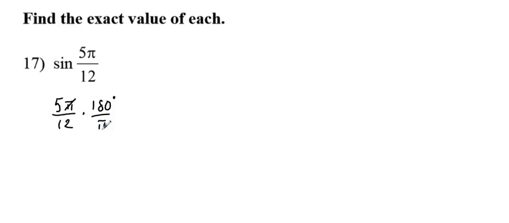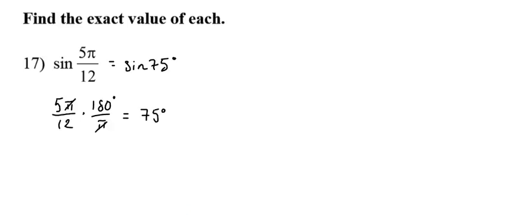The pi's are going to divide out, pi over pi, that crosses out. And then we are going to have 5 times 180 divided by 12. And we can definitely plug that into the calculator, and that will give us 75 degrees. So the sine of 5 pi over 12 is the same as the sine of 75 degrees.